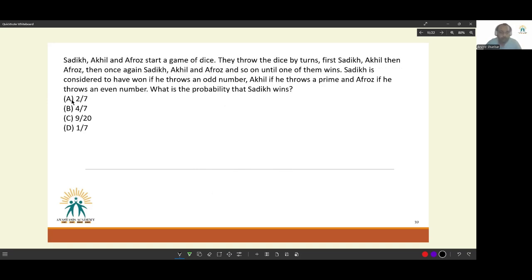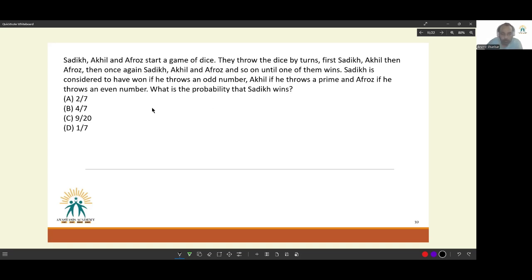Next, Sadiq, Akhil, Afroz start a game of dice. They throw the dice by turns. First Sadiq, then Akhil, then Afroz, then once again Sadiq, Akhil, Afroz, and so on until one of them wins. Sadiq is considered to have won if he throws an odd number, Akhil if he throws a prime, and Afroz if he throws an even number. What is the probability that Sadiq wins?